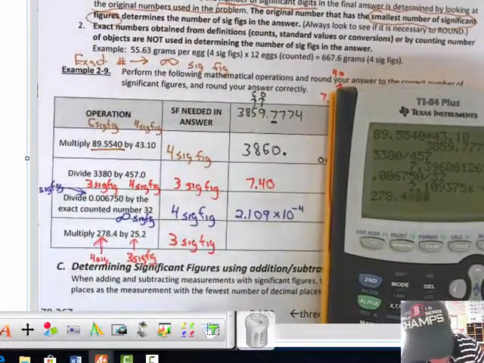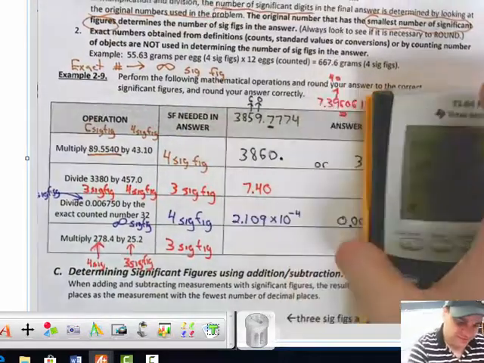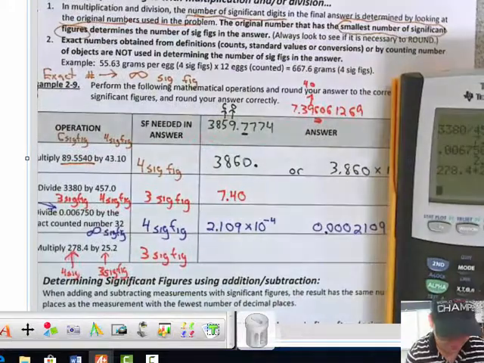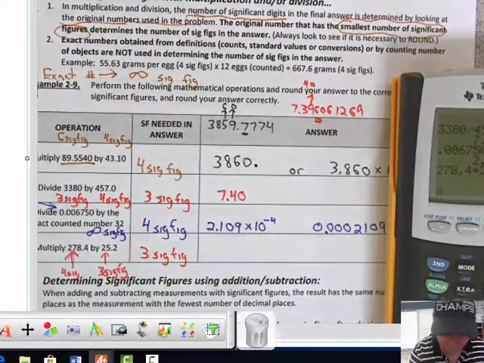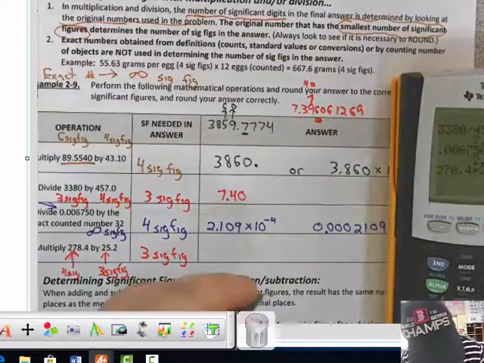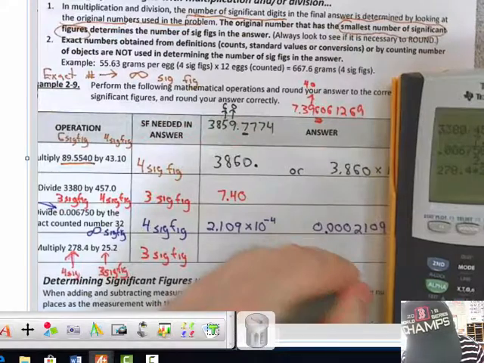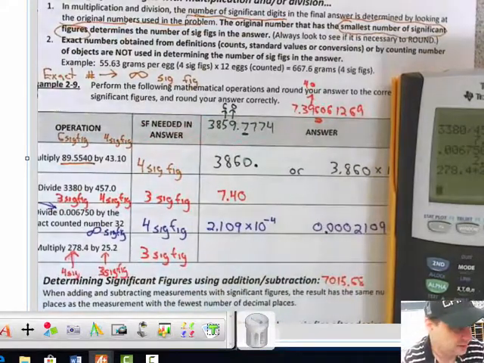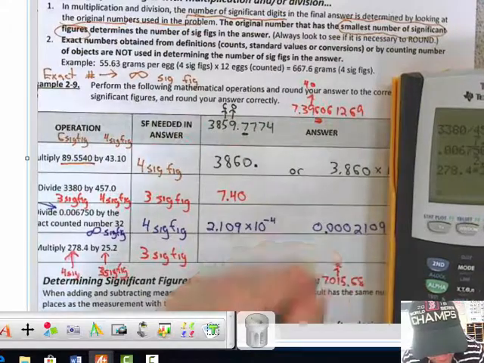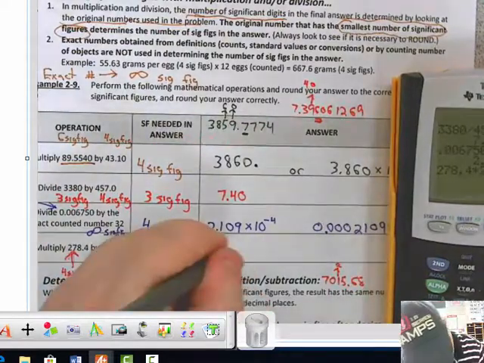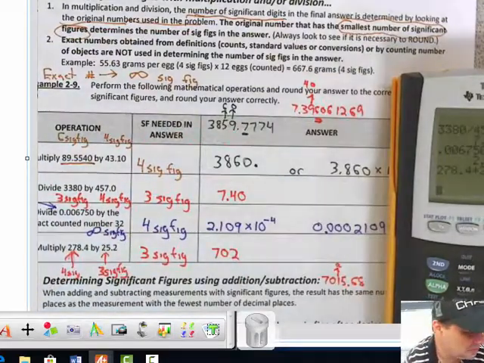278.4 times 25.2. Okay, so this one's a little tricky here. Of course it is, Mr. Harry. So my math answer I got was 715.68. So I'm going to round to 3 sig figs. So this 5 rounds up to a 2. Okay? So I'm going to write down 702.